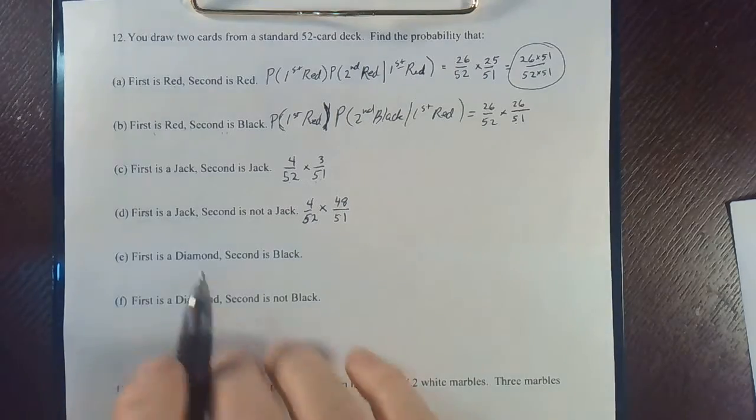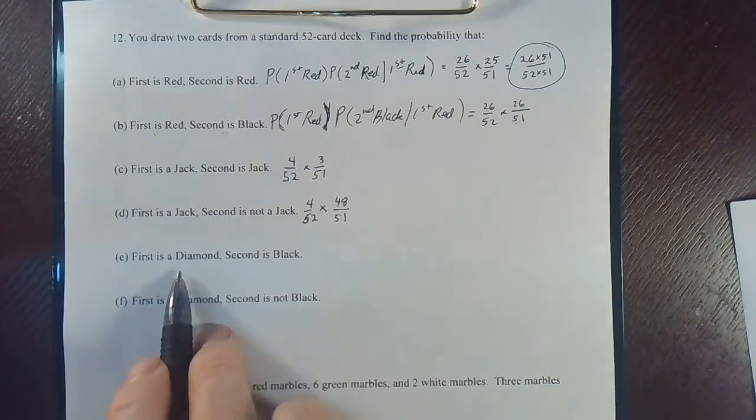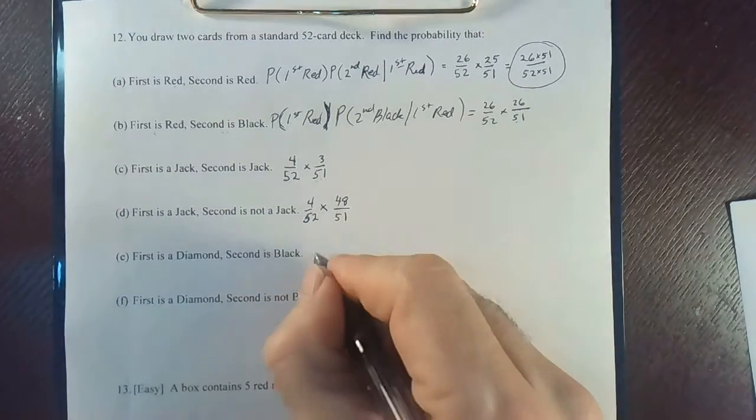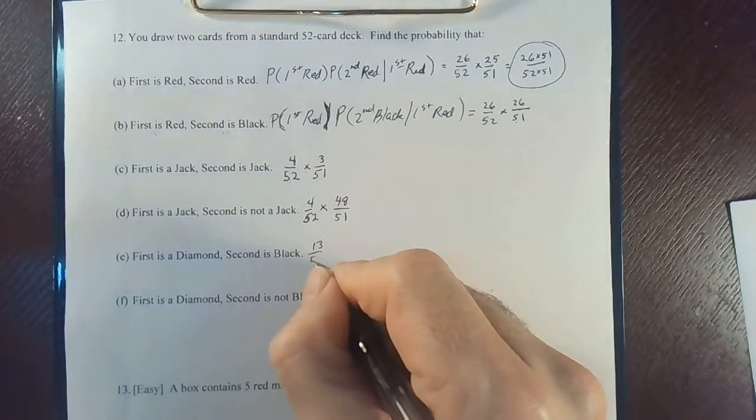All right, part E. The first is a diamond and the second is black. So what's the probability that the first one is a diamond? Well, let's see. How many diamonds are there? 13 out of 52.